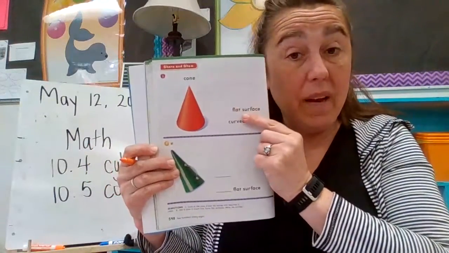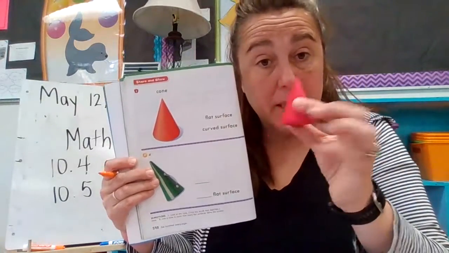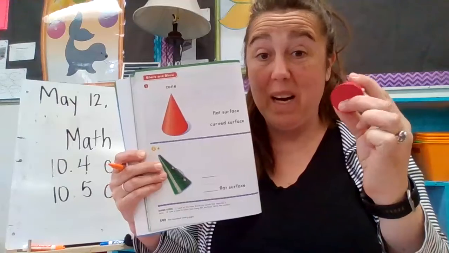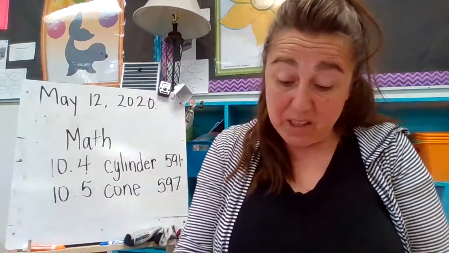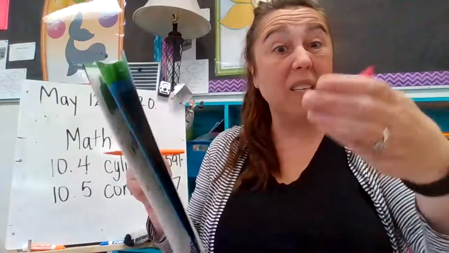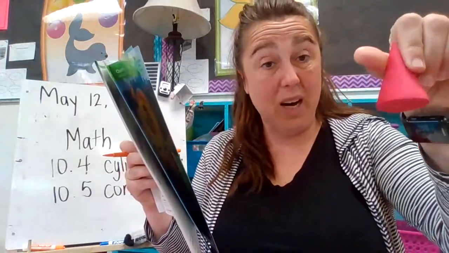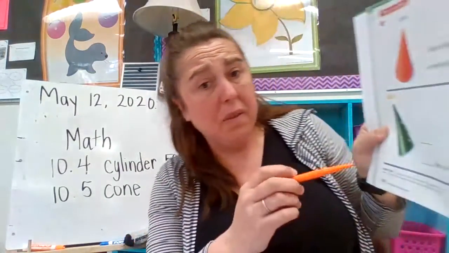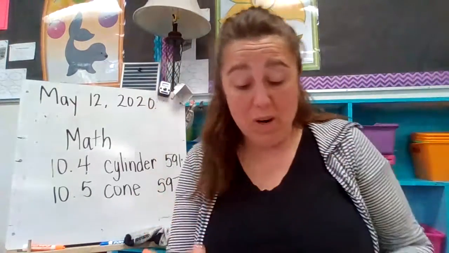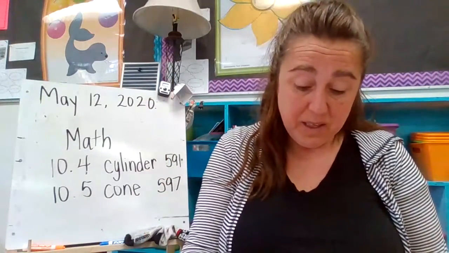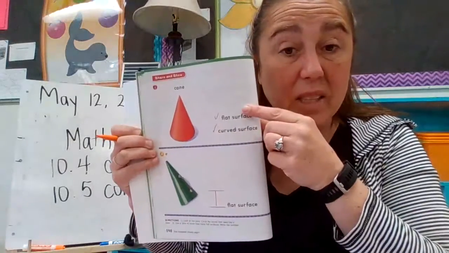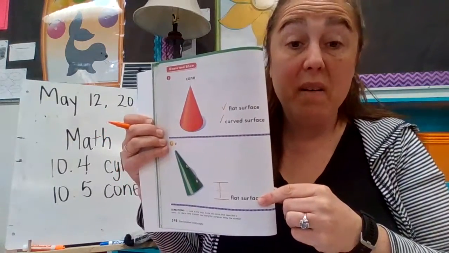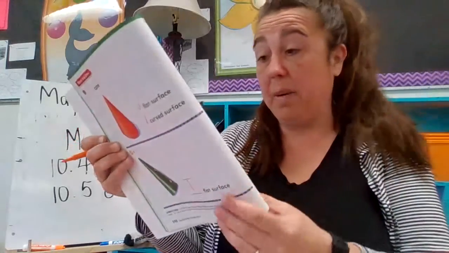Now, does a cone have any flat surfaces? Well, let's look at it. Does it have any flat surfaces? Sure does on the bottom. Definitely has one flat surface, but it also has a curved surface around the top. So how many flat surfaces does it have? At the bottom, one flat surface. So it definitely has a curved surface and one flat surface on the bottom.